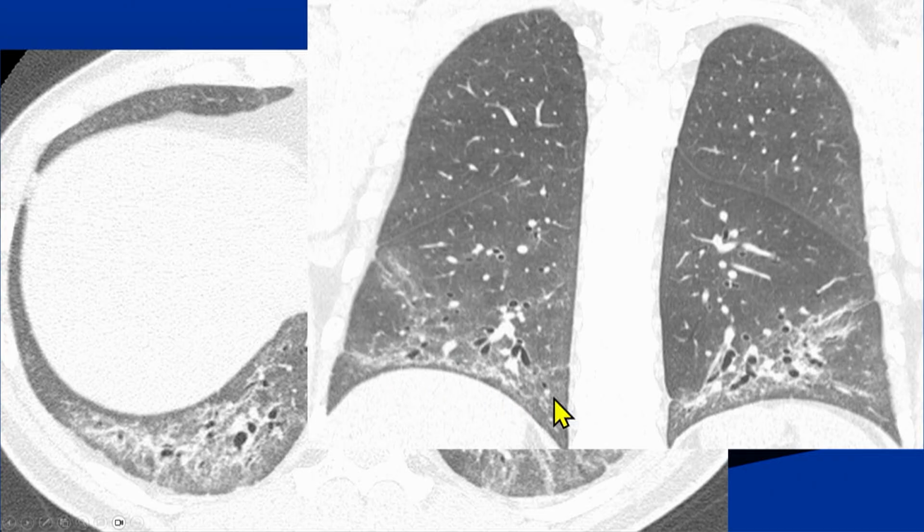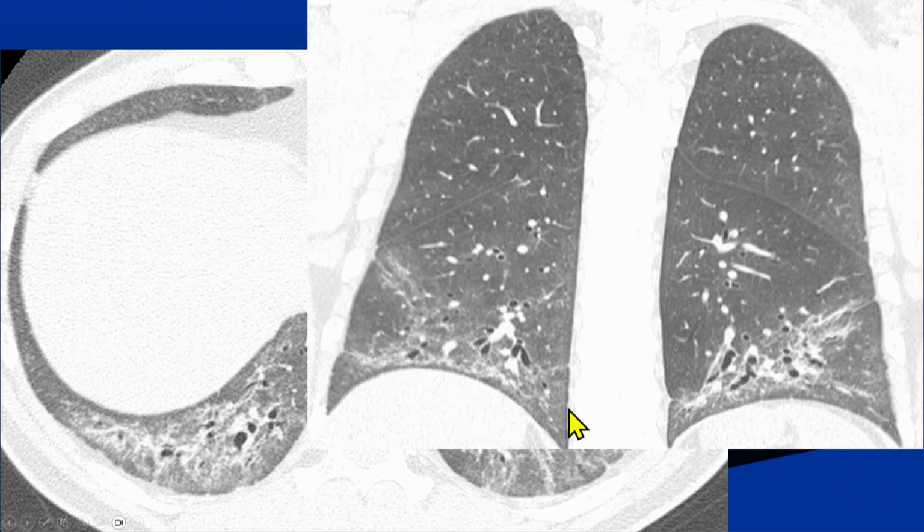When you have this subpleural sparing, it's extremely specific for NSIP. And NSIP is strongly associated with connective tissue disease. Again, it has its own differential diagnosis, but the first thing you should think about when you see NSIP is connective tissue disease, so that subpleural sparing is a quite powerful finding.